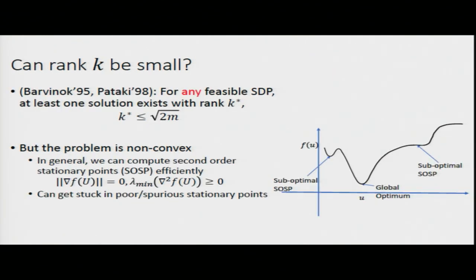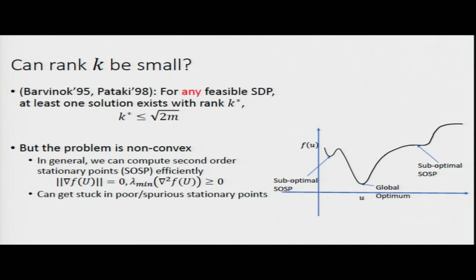So it turns out that for any arbitrary feasible SDP with m constraints, you can set this parameter k to be at most root of 2m. And this is a tight bound. So this says that you give me any SDP with m constraints, I can run this factorization approach with rank root 2m. And if I can solve the problem optimally, then I would have achieved a global optimum.